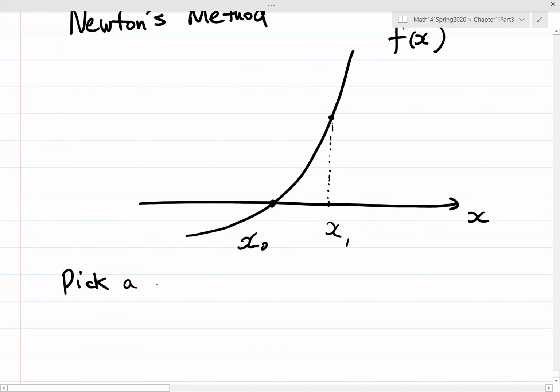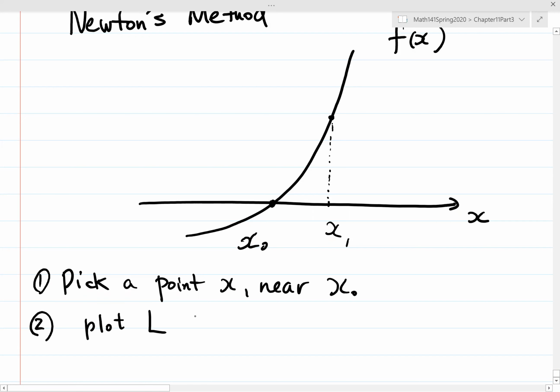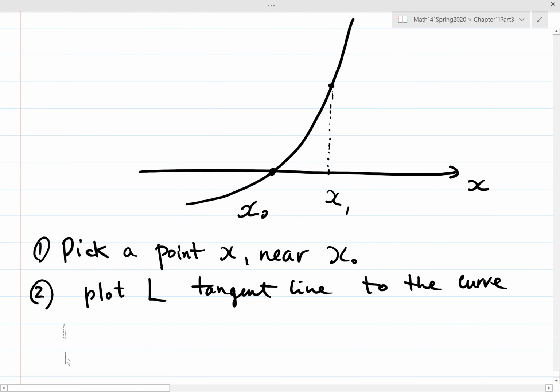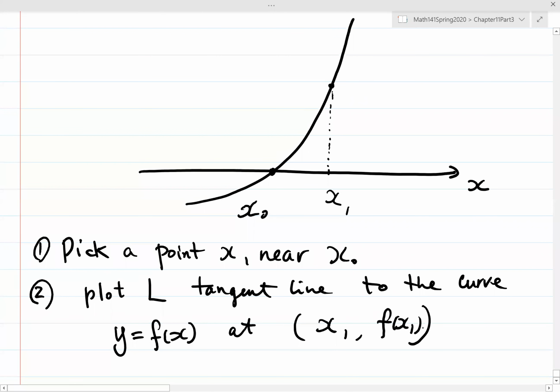Pick a point x1 near x0. And the second step, plot L, the tangent line to the curve y equals f(x) at x1, f(x1). Okay, this point.